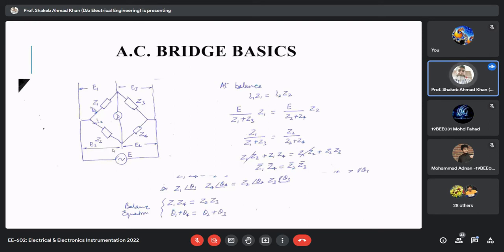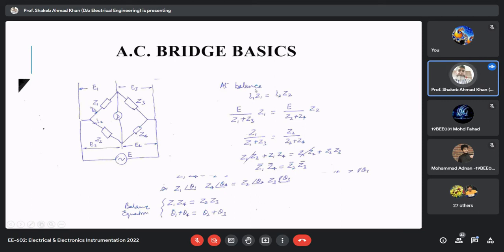Some of the AC bridges are good for measurement of inductance, some of them are good for the capacitance, some of them are good for the mutual inductance, and some of them are good for frequency measurement. All these are possible. And so now we'll discuss first of all bridge balancing, what is the meaning of bridge balance here in AC bridge, and what is the bridge balance equation. All these things we'll discuss.